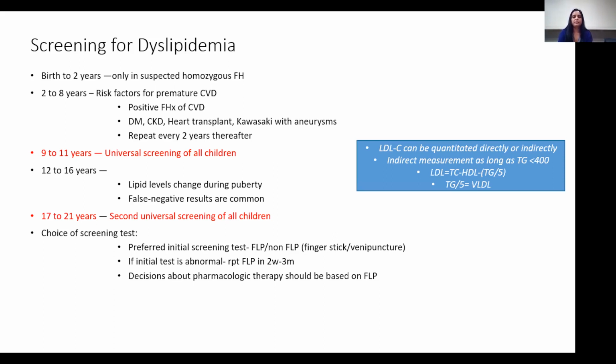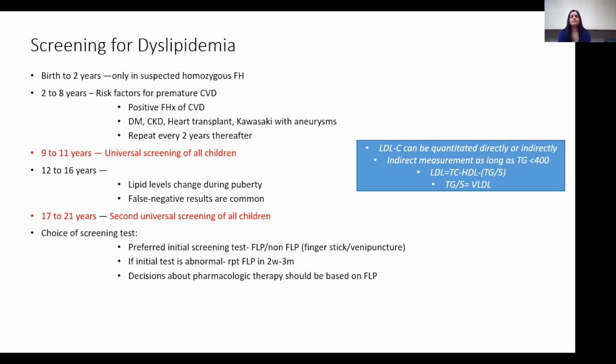Let us say they have the risk factors, like parents with homozygous familial hypercholesterolemia, or both the parents are heterozygous, then you need to check from birth to 2 years. And between 2 and 8 years, let us say positive family history of cardiovascular disease, or if the patient has diabetes or chronic kidney disease or heart transplant or Kawasaki with aneurysms, and even if it is normal, repeat every 2 years thereafter.